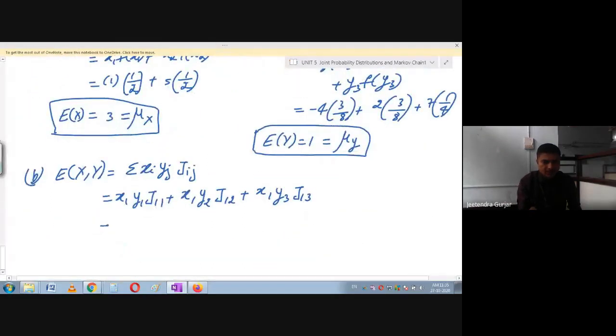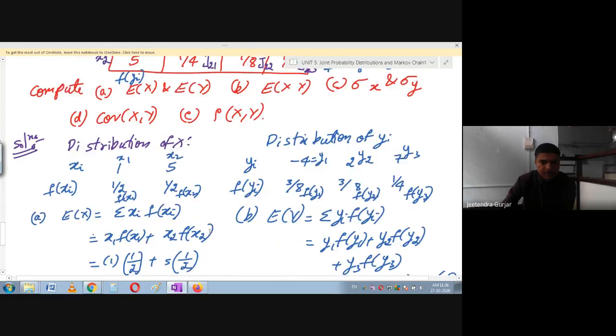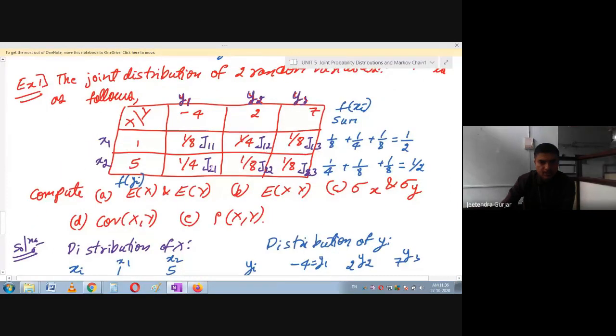Similarly we'll go with the plus. Next x2, again y1, therefore J21, plus x2 y2, J22, plus x2 y3, therefore this is J23. I think you understand how to write this formula now. Okay, very good. Can you please add these values and tell me what the answer is, students? You can see J11, J12, J13, J21, J22, J23 are given. X1, X2, Y1, Y2, Y3 are given. Just substitute the values and tell me the answer.